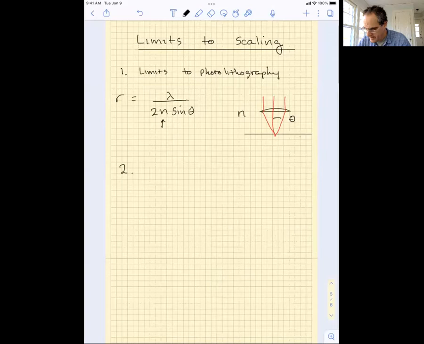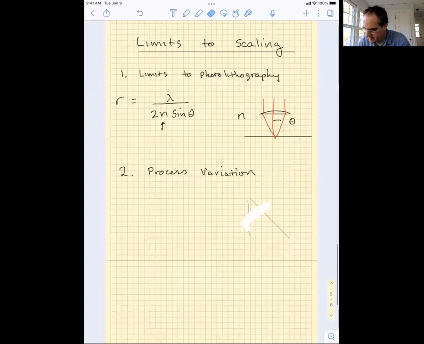The second one, I'll call process variation. And it just is telling us that because the world is made up of atoms, for example, because my donor ions are each individual atoms, this is a problem.